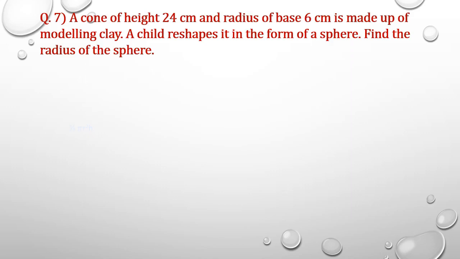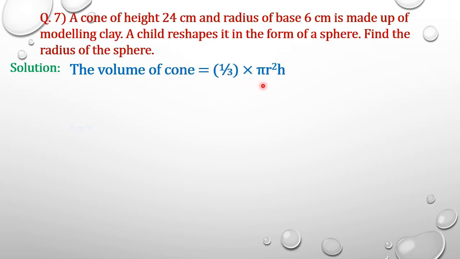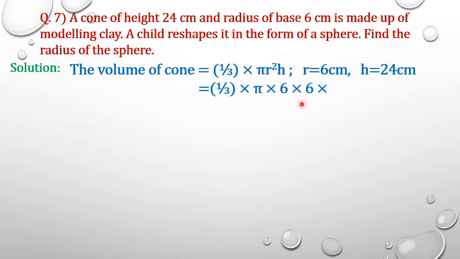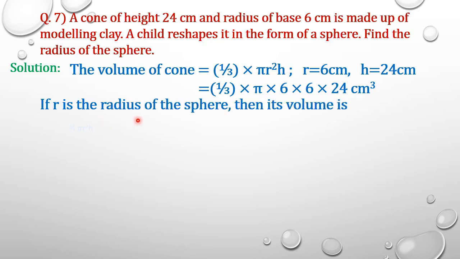A cone of height 24 centimeter and radius of base 6 centimeter is made up of modeling clay. A child reshapes it in the form of a sphere. Find the radius of the sphere. Solution. The volume of cone is equal to 1 by 3 into pi r square h. Here r is equal to 6 centimeter and height h is equal to 24 centimeter. Now substituting the values, which is equal to 1 by 3 into pi into 6 into 6 into 24 centimeter cube. If r is the radius of the sphere, then its volume is 4 by 3 pi r cube.